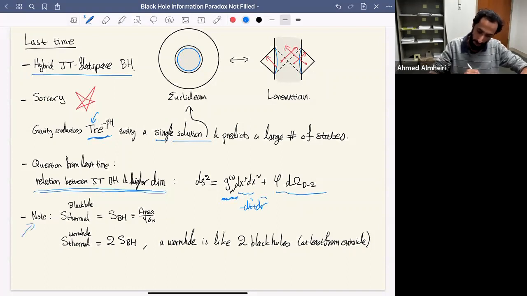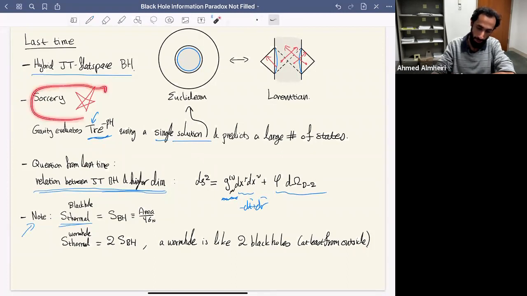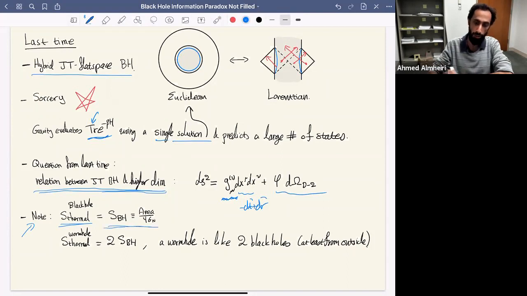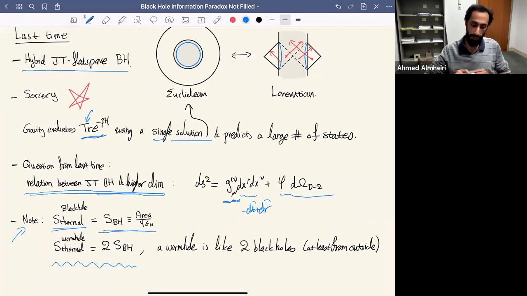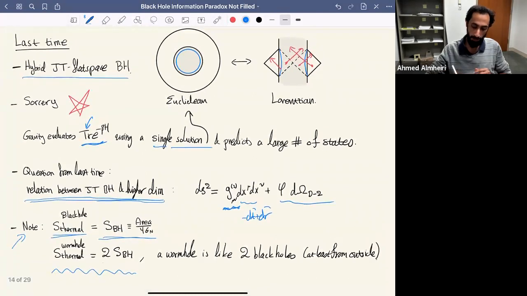Something else I wanted to note is that we discussed the thermal entropy of a black hole, which was the thing that we obtained from this sorcery business. Using the Gibbons-Hawking procedure, we got that the thermal entropy is given by the Bekenstein-Hawking entropy, which is the area of the horizon divided by 4G Newton. The comment I wanted to make was that we're talking about a wormhole. So at some point, I'm going to make mention of the thermal entropy of the wormhole. For the wormhole, one expects the thermal entropy to be double that of a black hole, because a wormhole is like two black holes, at least as seen from the outside. It looks like it has two separate event horizons. And so the right notion for the thermal entropy of a wormhole is twice the Bekenstein-Hawking entropy. Okay, so that was a recap and one quick note.